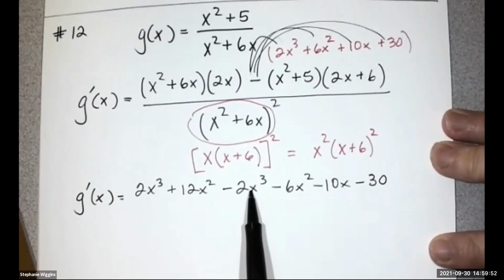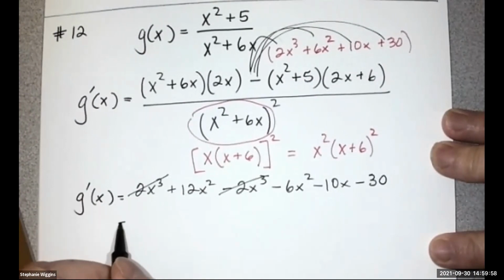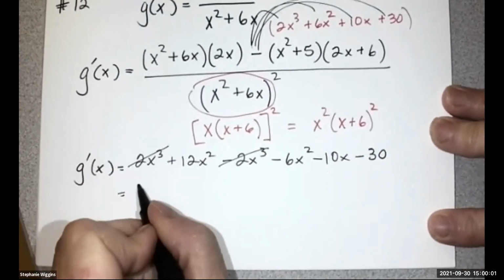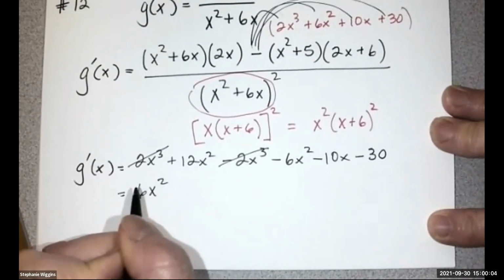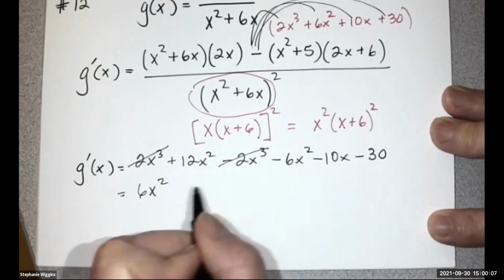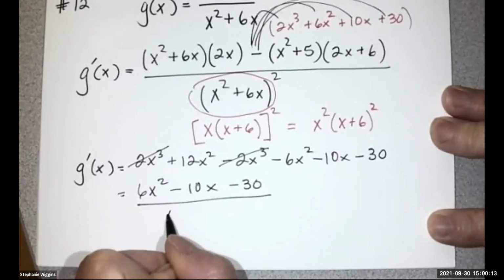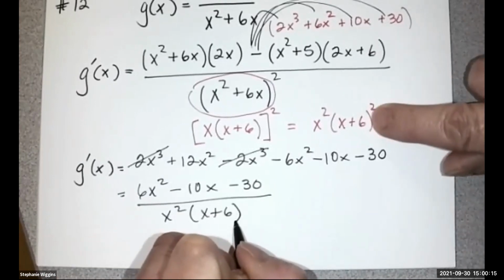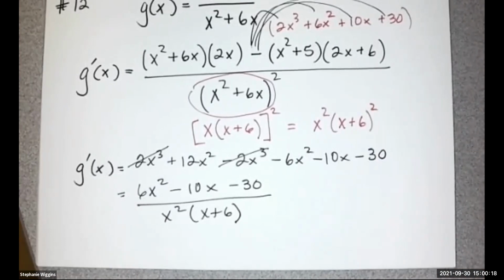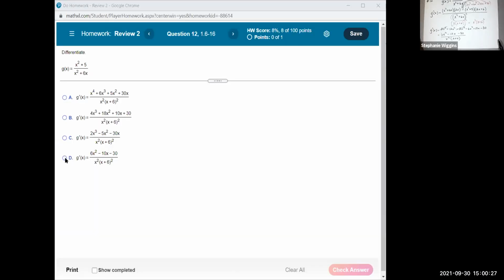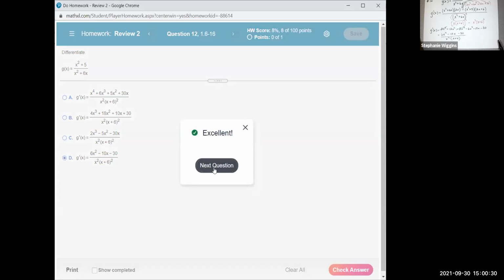And so the 2x cubes cancel here because you have a positive and a negative. And then we combine these. So this is going to be 12x squared minus 6x squared is 6x squared minus 10x minus 30 all over x squared times x plus 6. We don't want to forget the denominator here. All right, so this is your final answer. And again, there's a lot of algebra there. So I'm going to try to avoid these types of problems with a lot of algebra, but D is the correct answer.